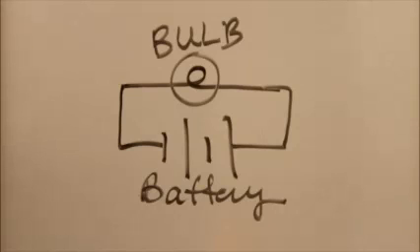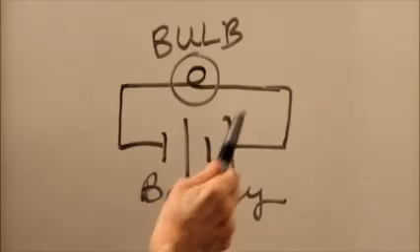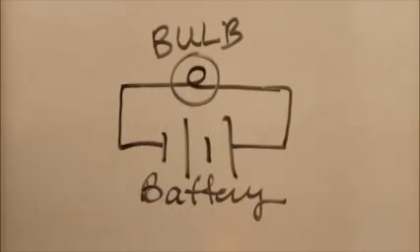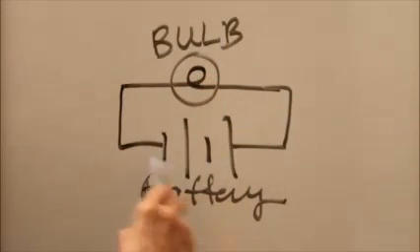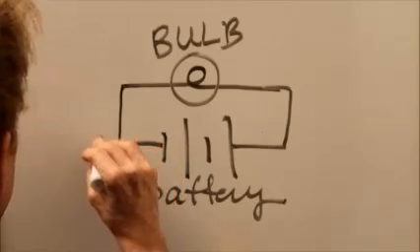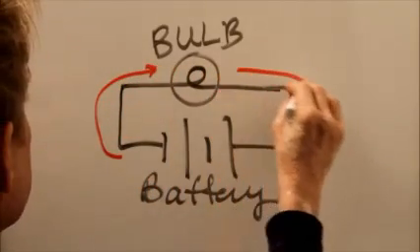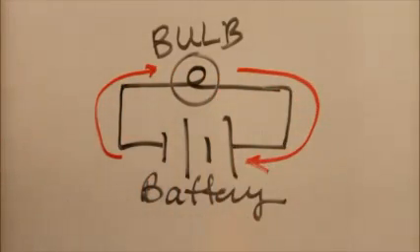Now we have a certain voltage produced by this battery. The bulb has a certain resistance. That causes a certain current to flow through this circuit. Okay, you following me? There's a certain voltage in the battery, a certain resistance in the bulb, so a certain amount of current flows through here.